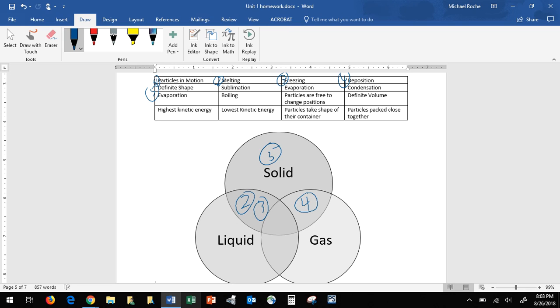The other one is sublimation, I think, is when solid turns right to gas. So 4 would go there. 5, definite shape, which we already said was a solid. 6, sublimation, would be between solid and gas as well. 7, evaporation happens between liquid and gas, so that would be 7 there. All right, and that's how you do those.